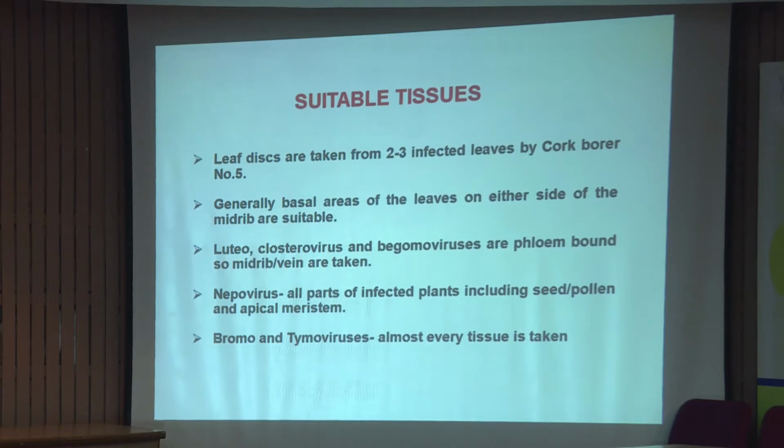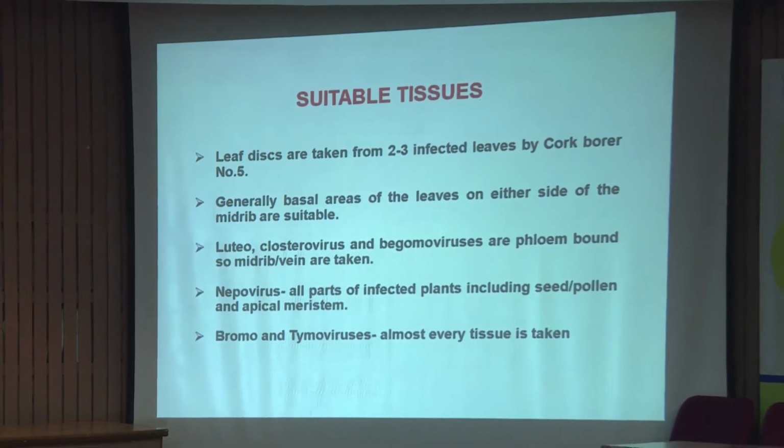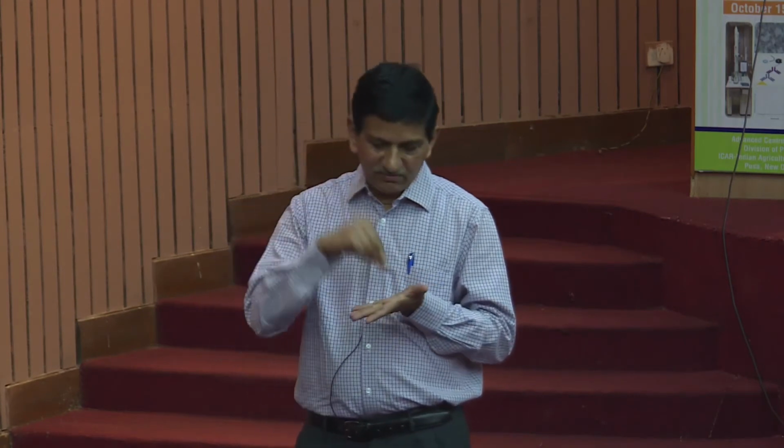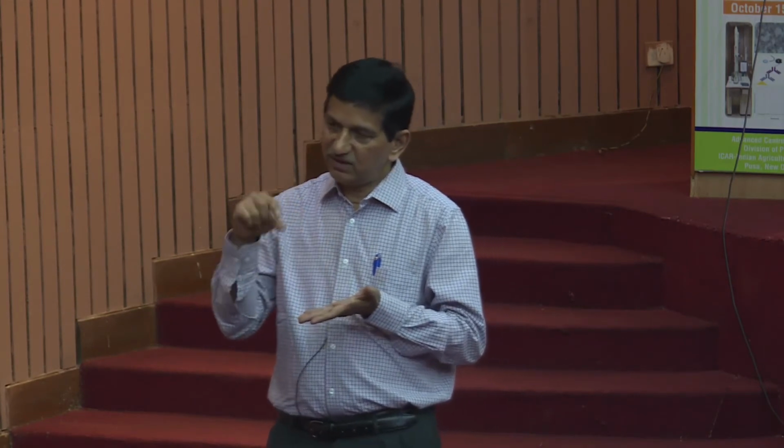So, the suitable tissues. Generally, as I told you, we mostly use leaf for virus preparation. In general, for one leaf we use cork borer number 5 and cut one leaf from 3 different portions.